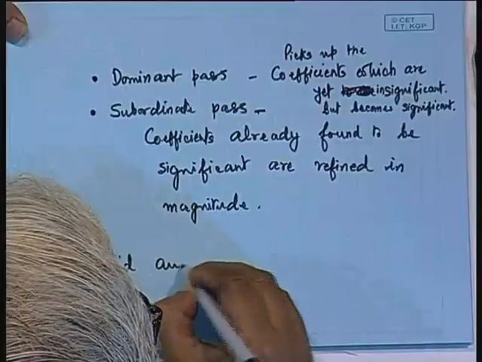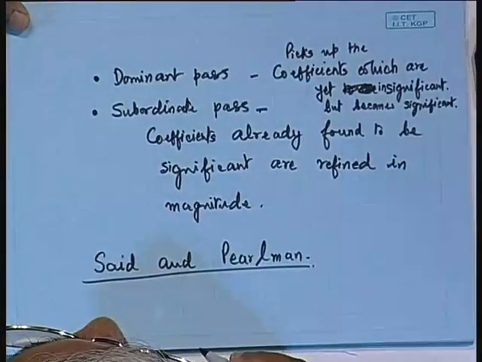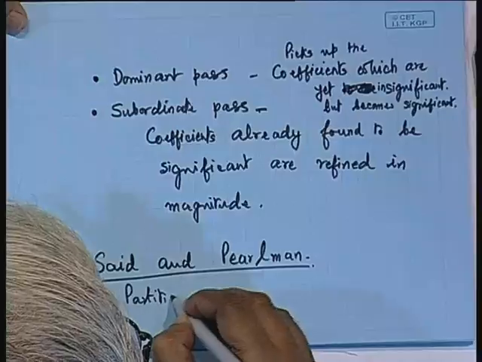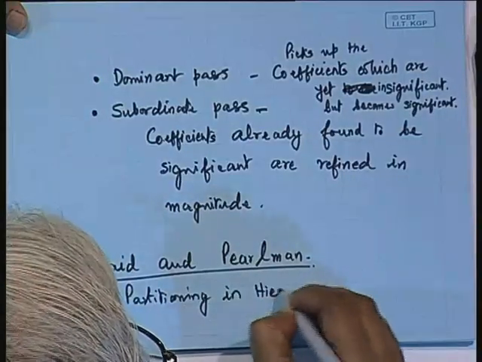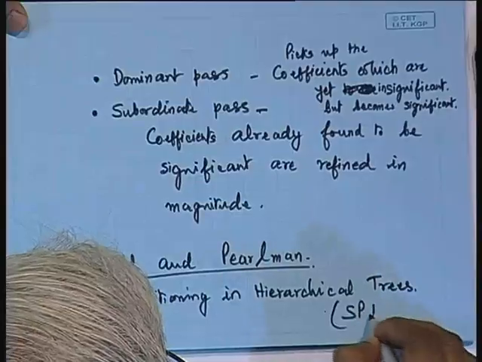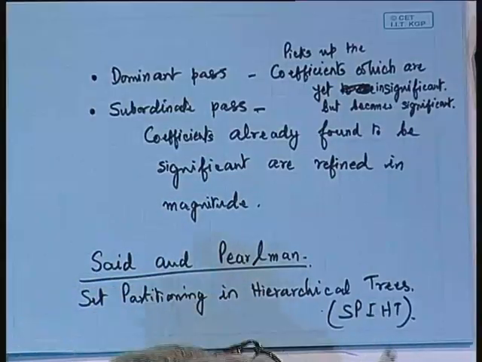So, subsequent to Shapiro's paper, as I told you in the reference itself, which was published in the year 1995, it was further refined by Said and Pearlman. They came up with a better scheme, which is called set partitioning in hierarchical trees, or SPIHT. And that was published in I think 96 or 97.